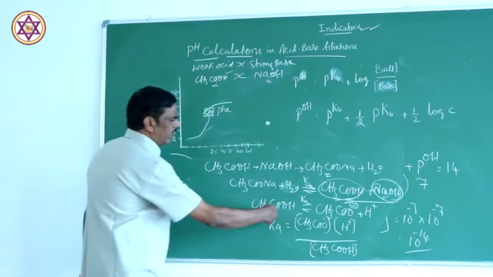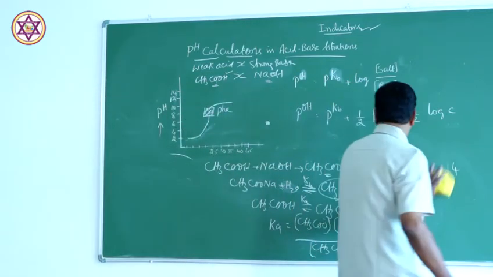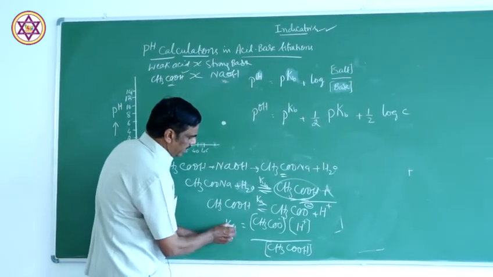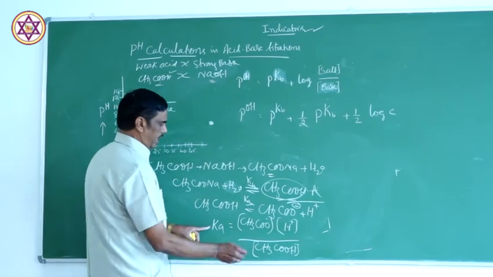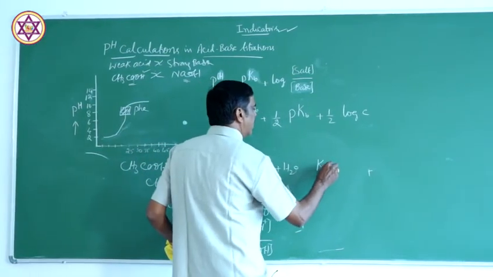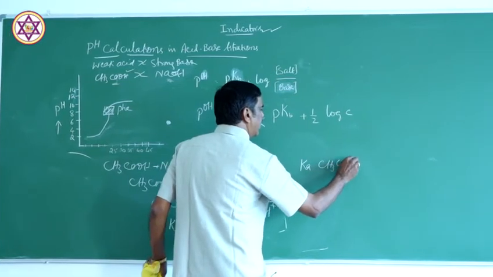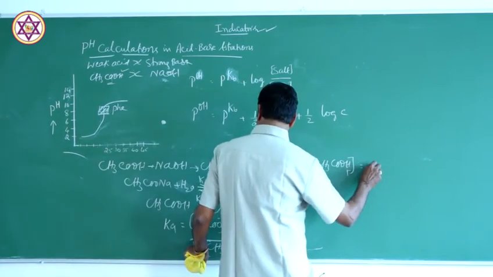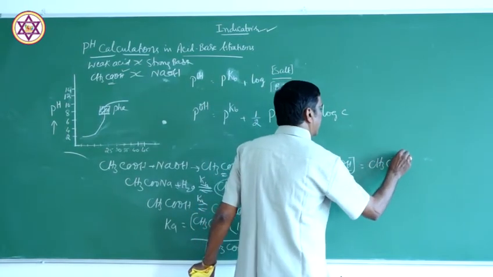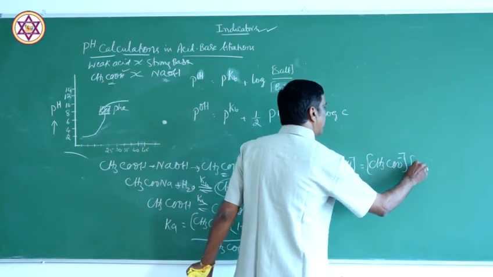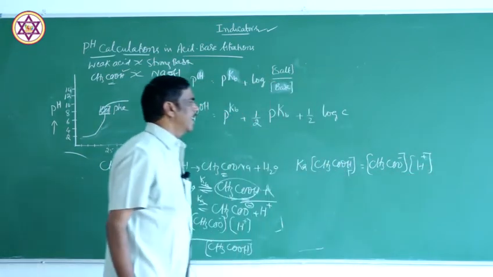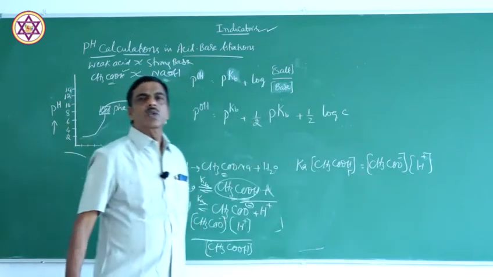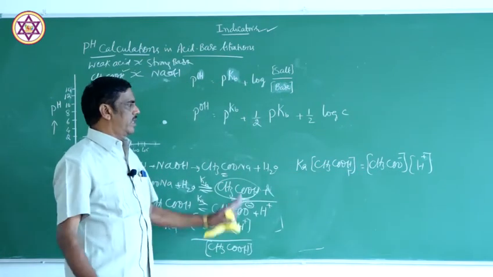Now you can rearrange this equation. You will get acetic acid concentration into Ka concentration into acetic acid concentration is equal to acetate concentration into H plus concentration. Therefore, you have here the H plus term. So this H plus term gives you the pH of this reaction.